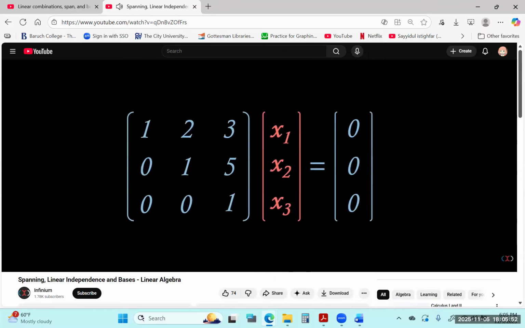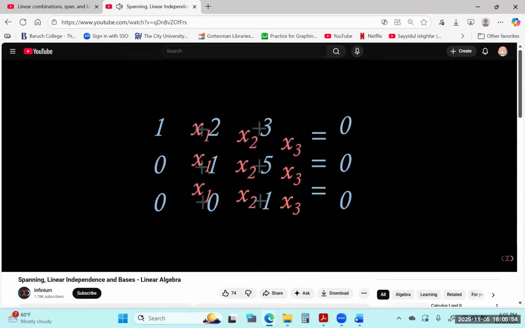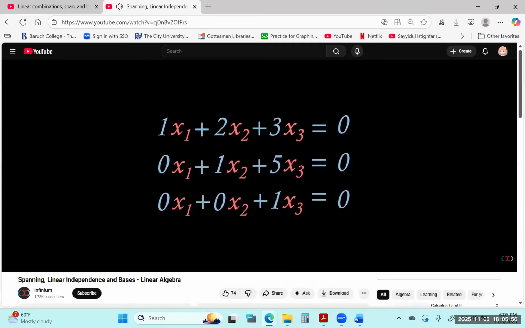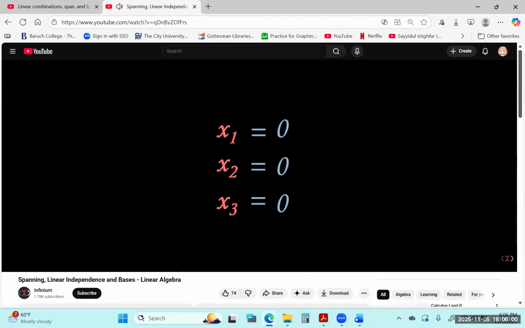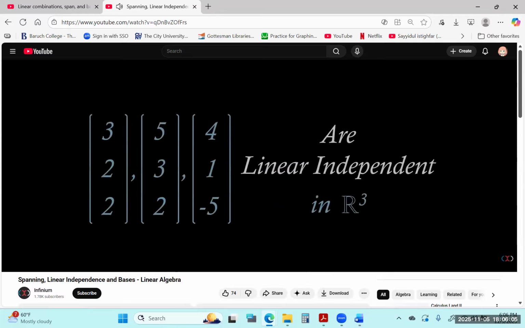So putting this back into the system of equations and equating our coefficients, we see that x3 has to equal 0, which implies that x2 equals 0, and finally x1 equals 0. So we have that these three vectors in R3 are linearly independent.